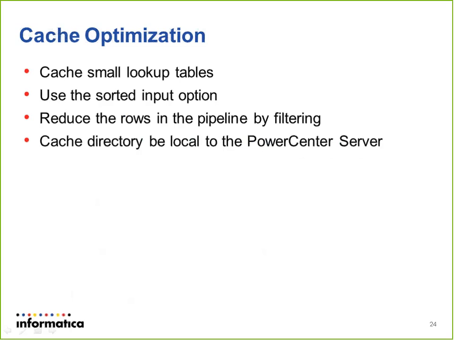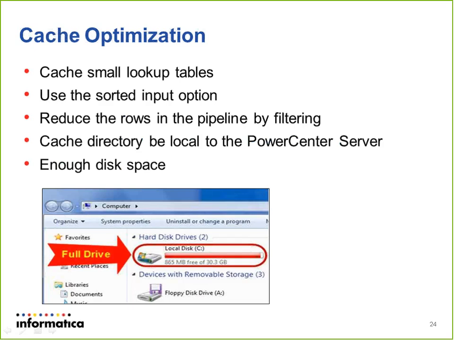Having the cache directory local to the PowerCenter server reduces the network latency and other external factors and will have faster access to the files. This will be valid if the recovery is not enabled, as the persisted cache files will not be accessible by other nodes. Cache directory should never run out of space. Also, make sure you have the OS parameters set in such a way that it allows Informatica to create large cache files.